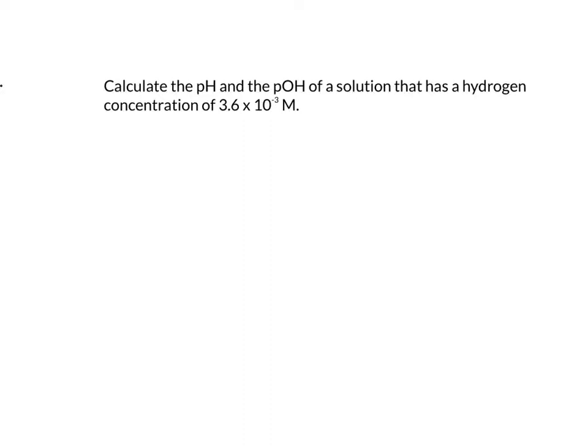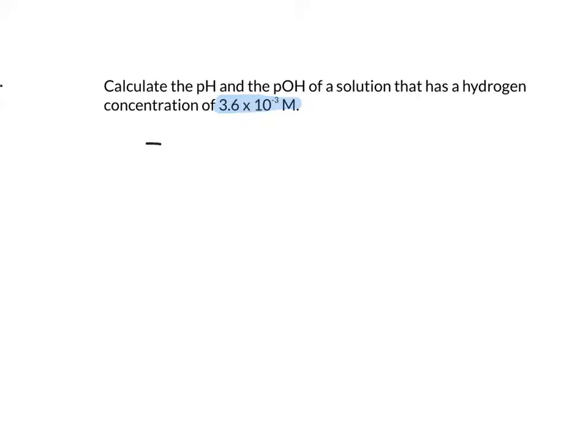Hi. Alright guys, so this video is to tell you how to obtain pH and pOH from a solution when you have a concentration of an ion. In this case, we have hydrogen ion concentration. So I'm going to read the problem. It says calculate the pH and the pOH of a solution that has a hydrogen concentration of 3.6 times 10 to the power of -3 molar.